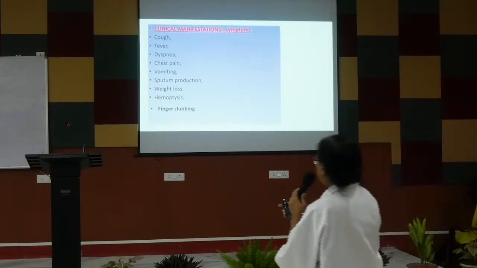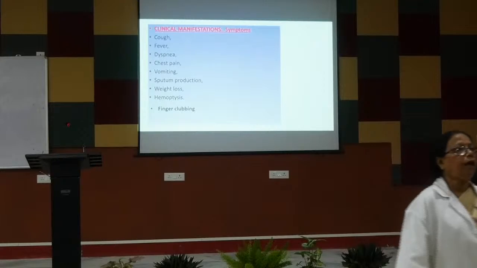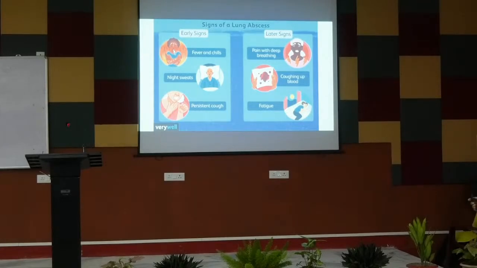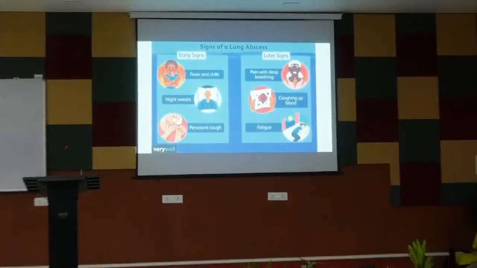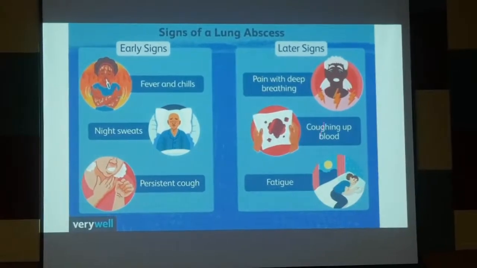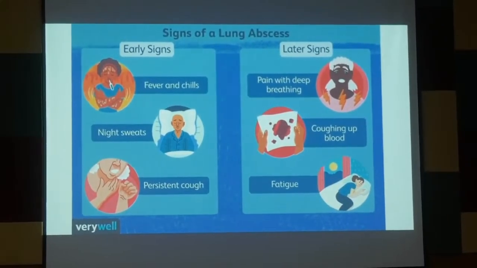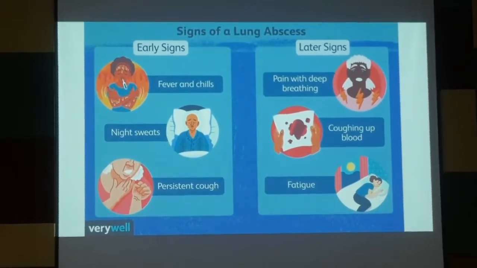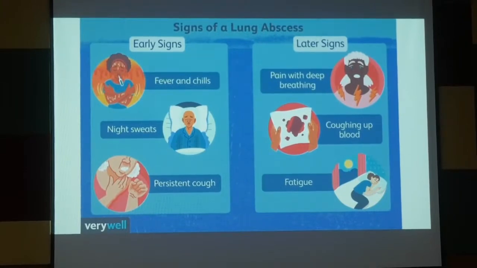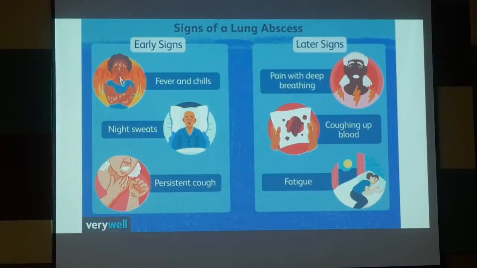In a long-standing case, the patient presents with finger clubbing. See the signs of the patient. Early signs are fever, night sweats, and persistent cough over a prolonged period. In a late presentation, they have breathing difficulties, maybe hemoptysis, or fatigue when septic shock develops. So according to the severity of the organism and source of infection, the patient presents at a different stage, due to the severity and duration.